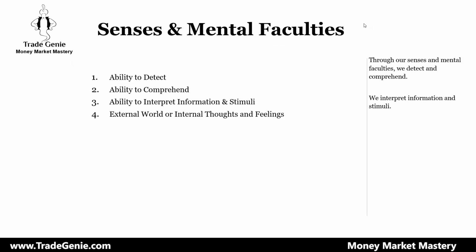So now, senses and mental faculties. Through senses and mental faculties, we have the ability to detect, comprehend, and interpret information and stimuli, whether it's external or internal thoughts and feelings. So that's the definition of senses and mental faculties: the ability to detect, comprehend, and interpret the information which is given to us while we are trading. So imagine all the information coming to you during the trading hours related to one symbol or related to the whole market. So think about that.